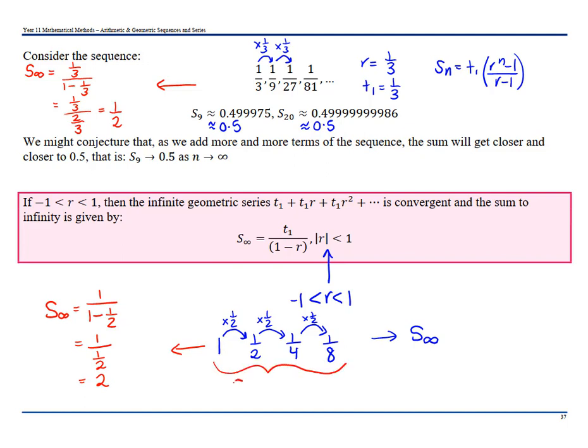Let's look at the sum of our first 4 terms by just adding them. So we've got 1 plus a half plus a quarter plus an eighth.